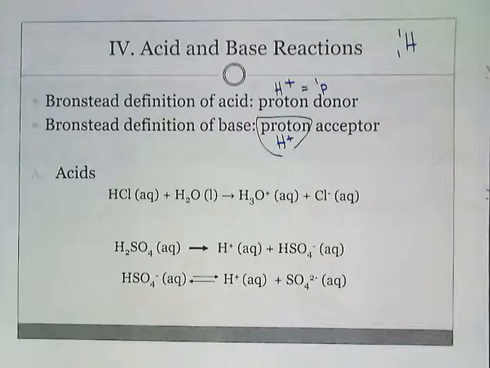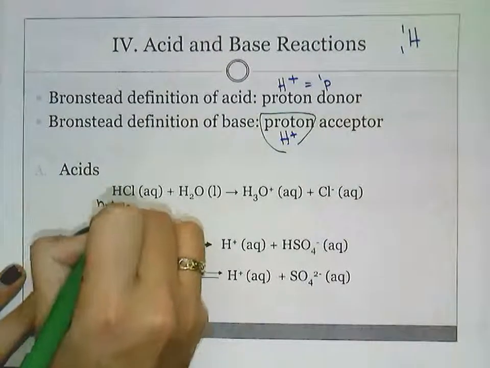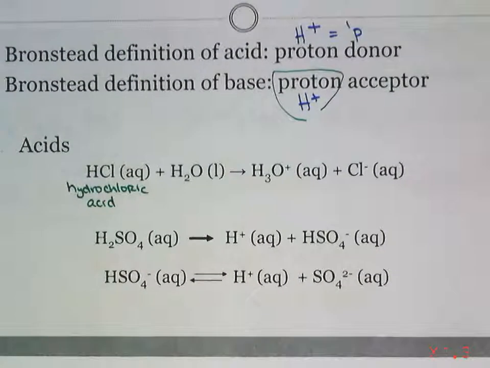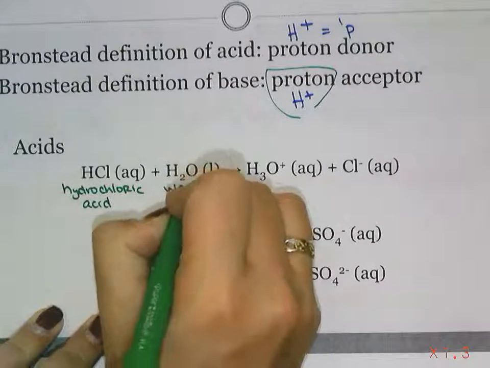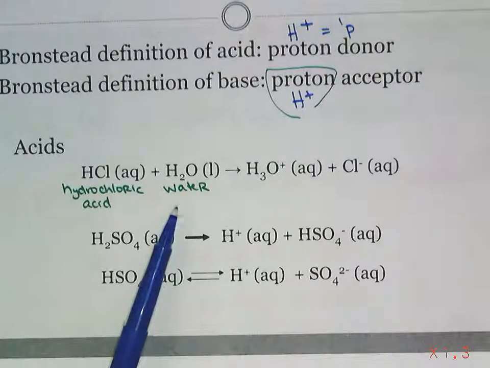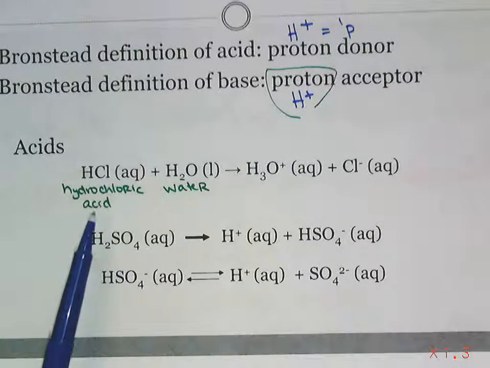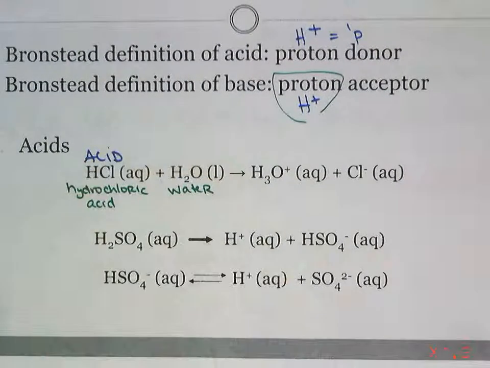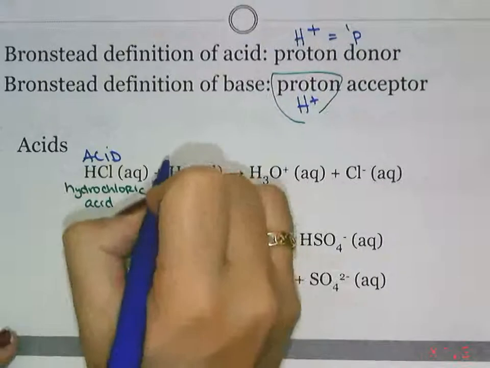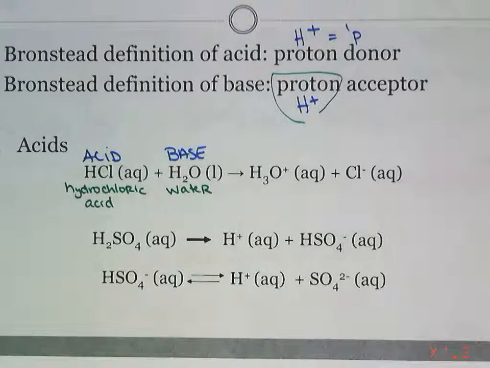All right, so acids. So here I have hydrochloric acid and water. If this is hydrochloric acid, it's looking to donate a proton. There's only one other thing in this reaction, so water is going to accept the proton. So hydrochloric acid is acting like an acid. So what is water acting as if it's accepting? It is a base. So for every acid-base reaction, you must have one of each on the reactant side. You have to have one acid plus one base.